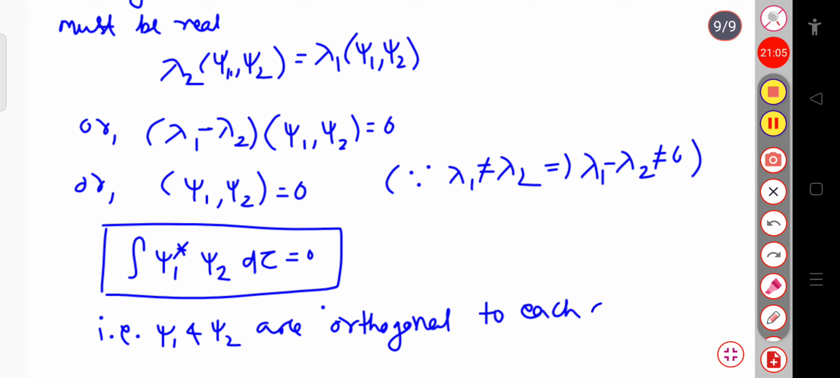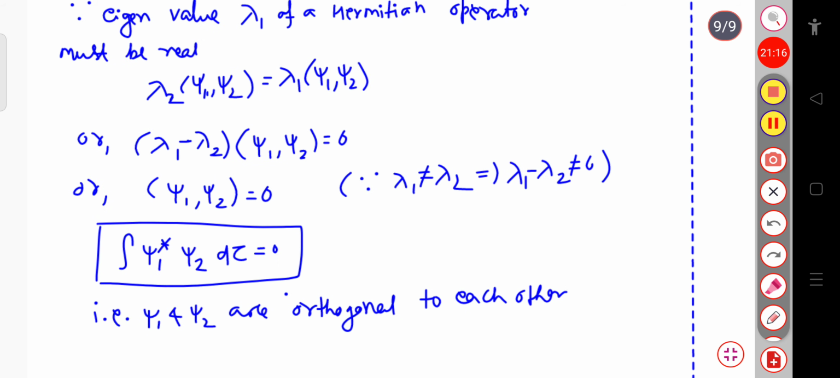So here we have proved that if there are two eigenfunctions, psi 1 and psi 2, and they are eigenfunctions of a Hermitian operator A cap, then in this way we can prove that the two wave functions are orthogonal to each other.